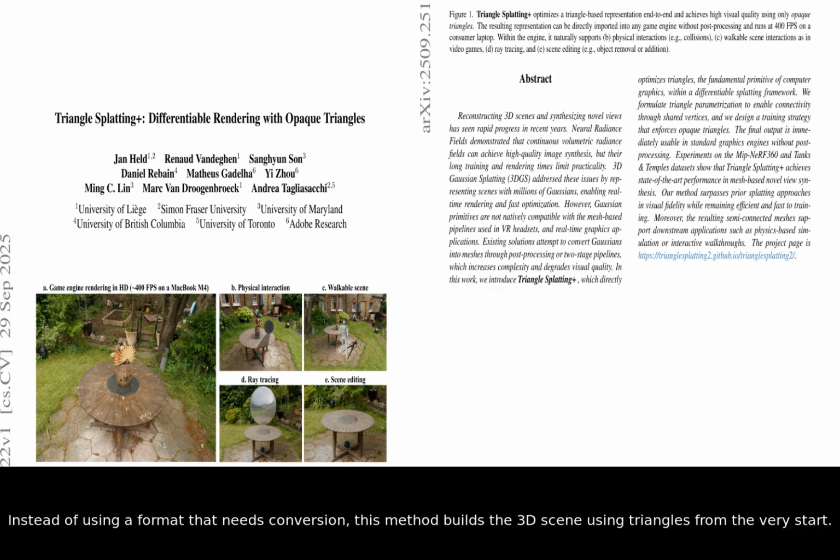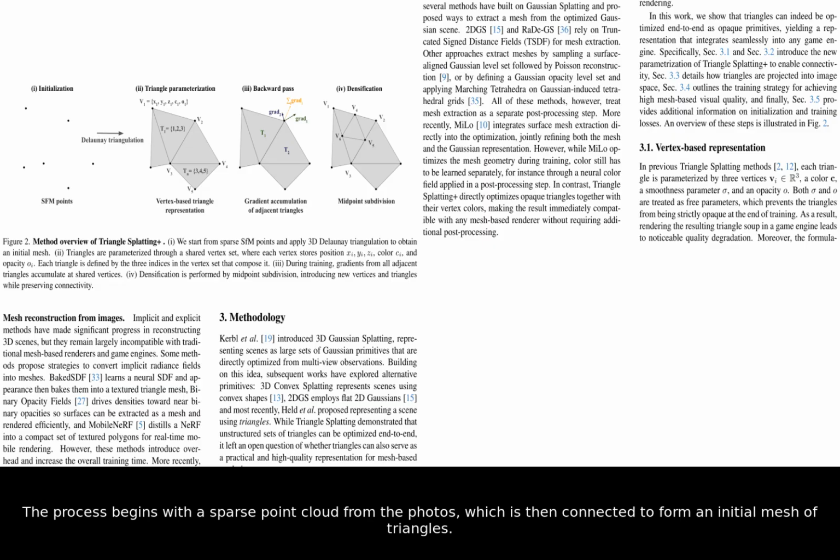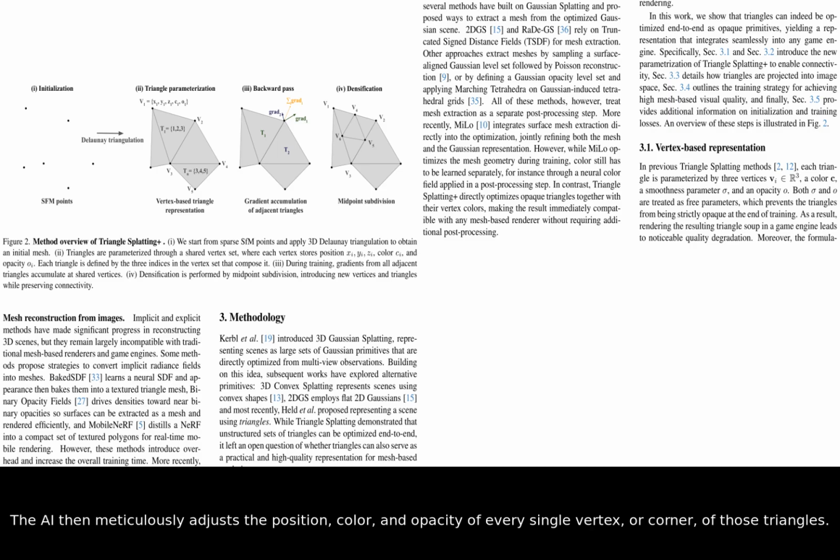Instead of using a format that needs conversion, this method builds the 3D scene using triangles from the very start. The process begins with a sparse point cloud from the photos, which is then connected to form an initial mesh of triangles. The AI then meticulously adjusts the position, color, and opacity of every single vertex or corner of those triangles. It continues this process until its own rendered views of the 3D model perfectly match the original photographs.